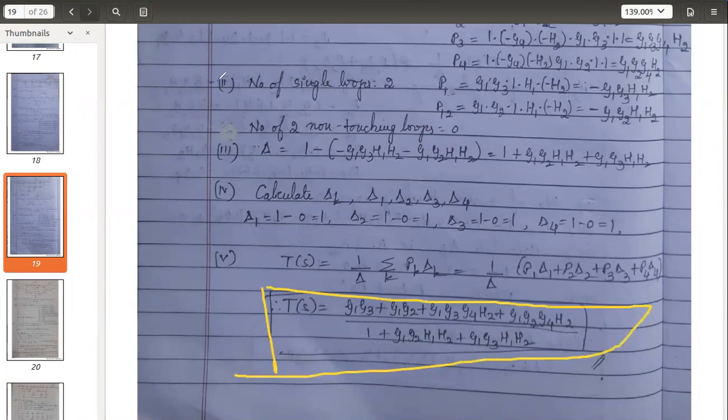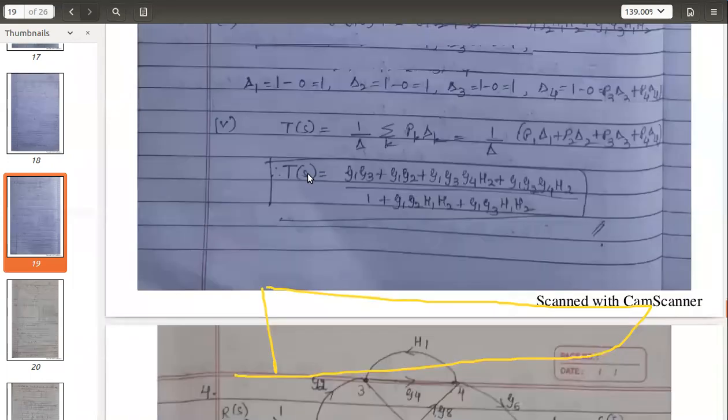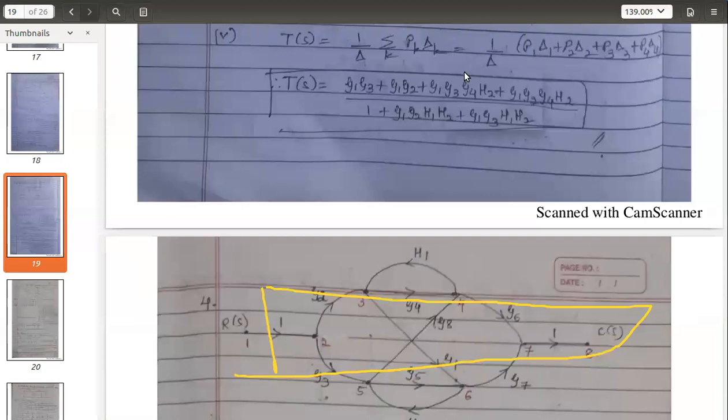Now coming to the next problem, an important one. This is the unsolved exercise problem of your prescribed textbook.